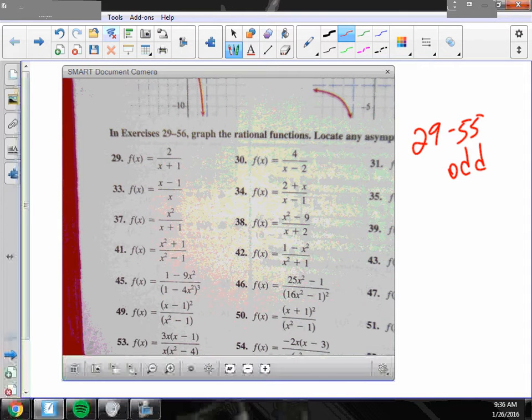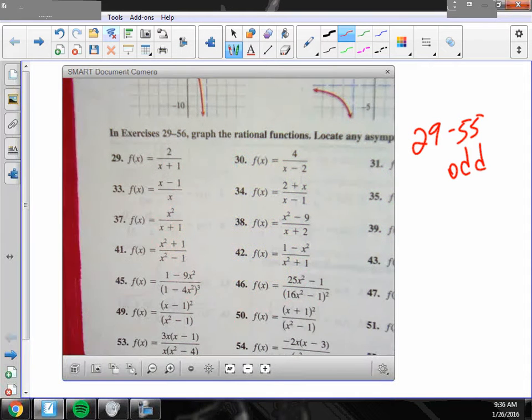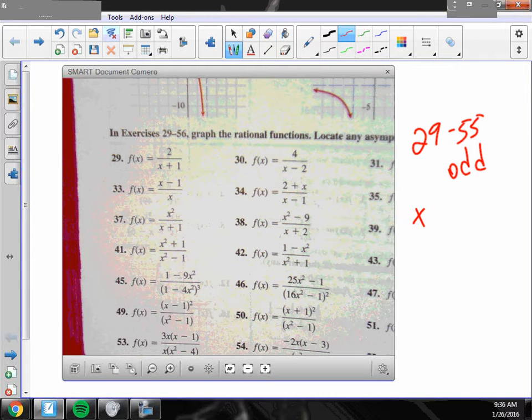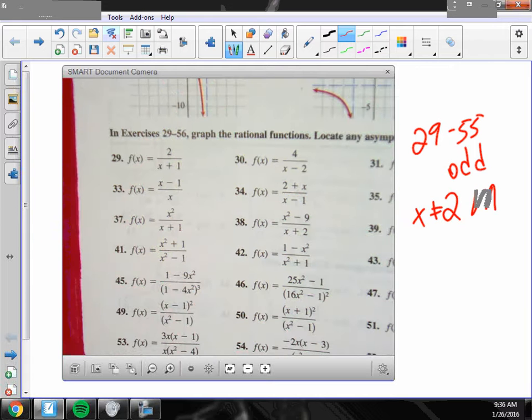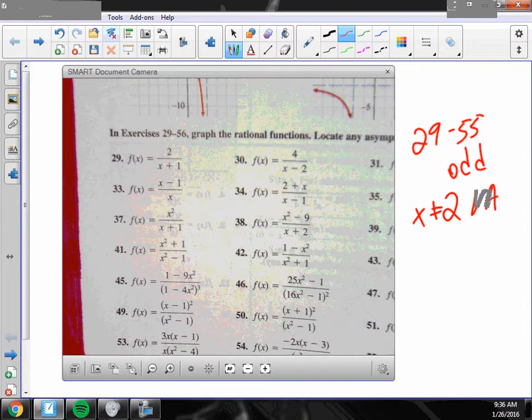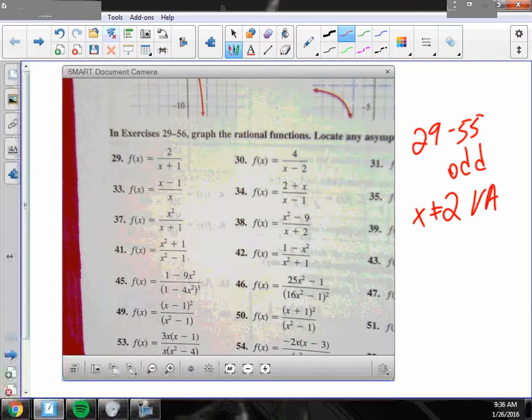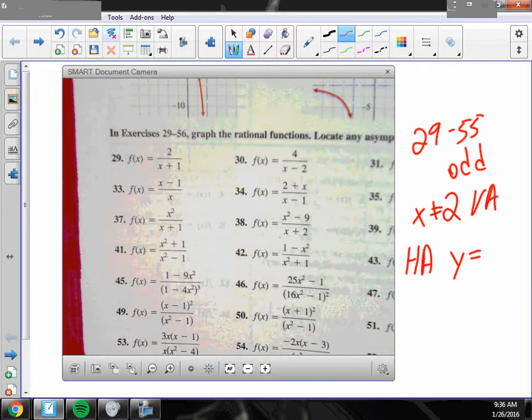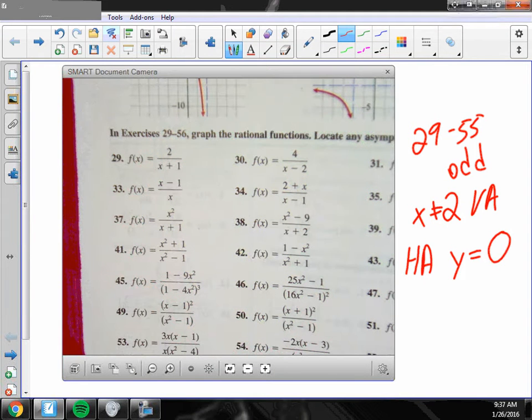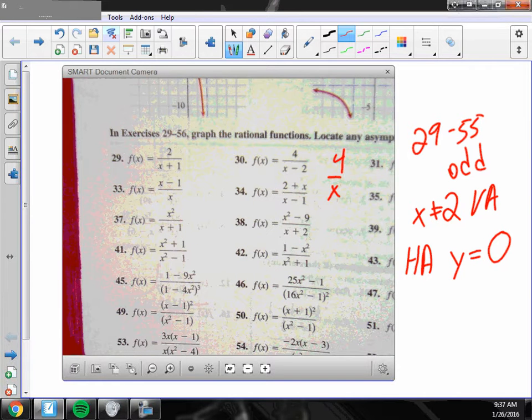Does it have any holes? No. It does have a vertical asymptote at, so x is not allowed to be equal to 2, and that's a vertical asymptote. What about horizontal asymptote? The degree of the bottom is bigger than the degree of the top, so the HA will be at y equals 0. Because when we divide the terms, I get 4 over x, and that can never equal 0. There's no way for 4 over something to equal 0.